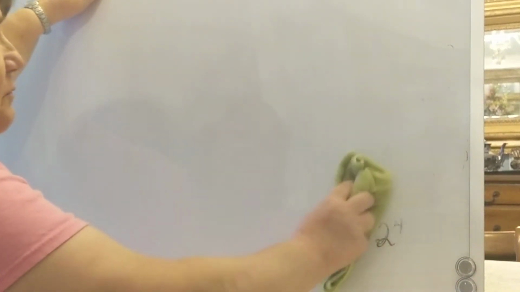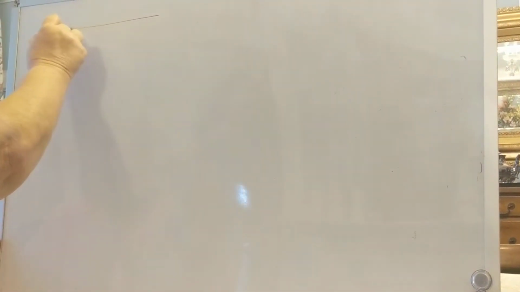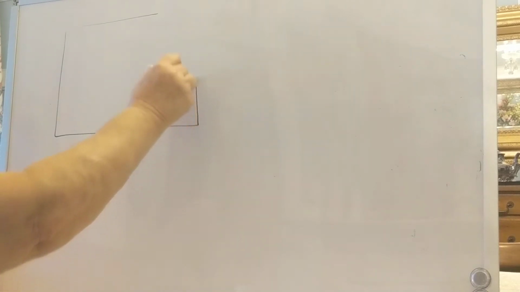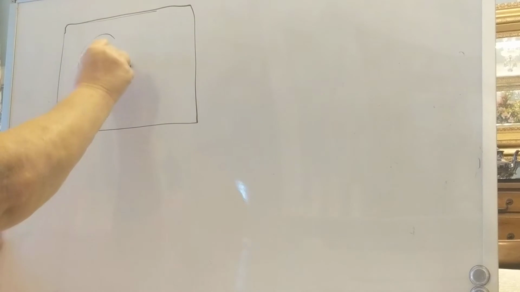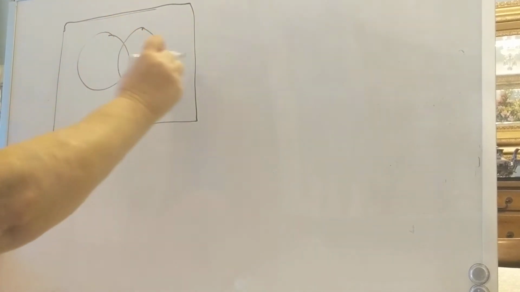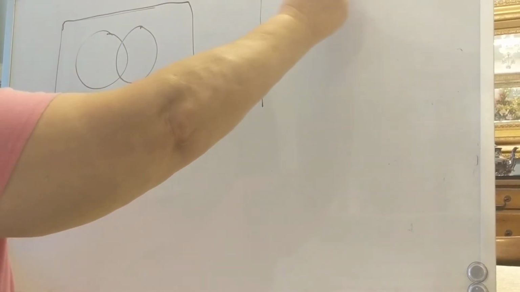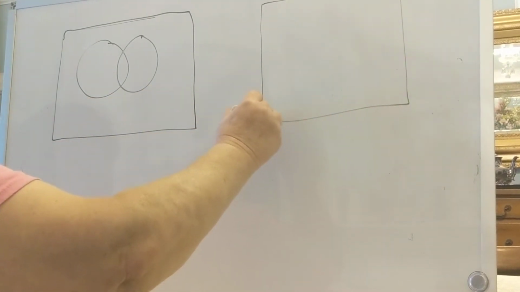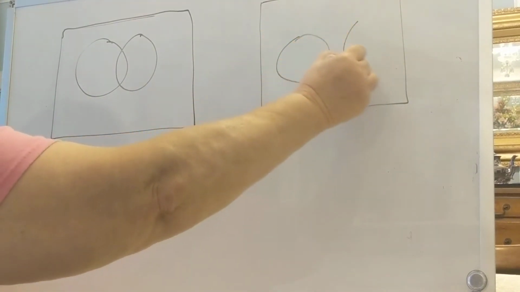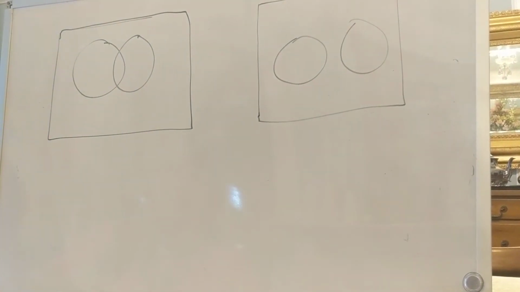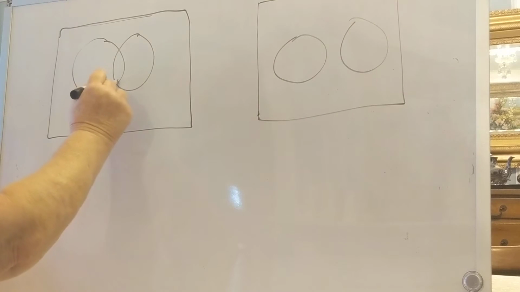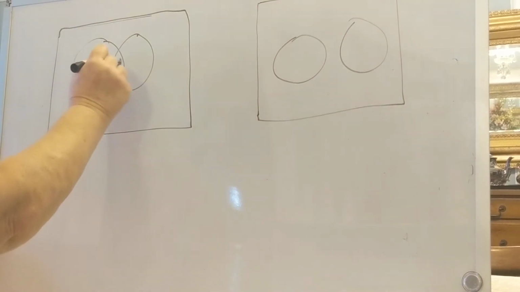All right, the first thing we want to talk about is things with 2 circles. This stands for the universal set, all the things in our set. If I have 2 circles, they can overlap, or they might not. Now, these have something in common. That little part in the middle belongs to both of them. That's the intersection.